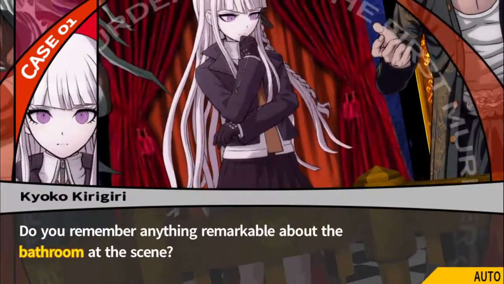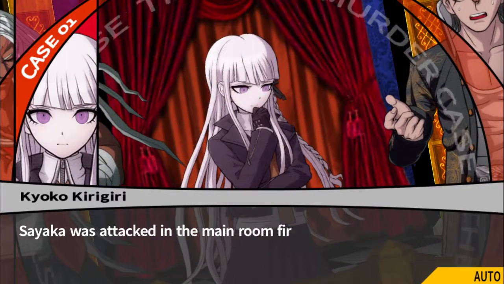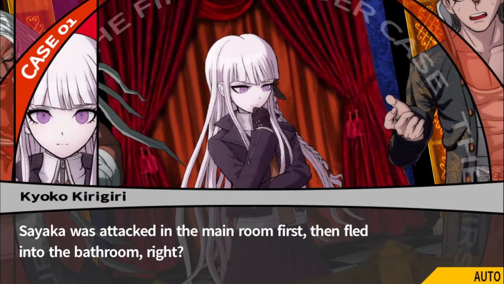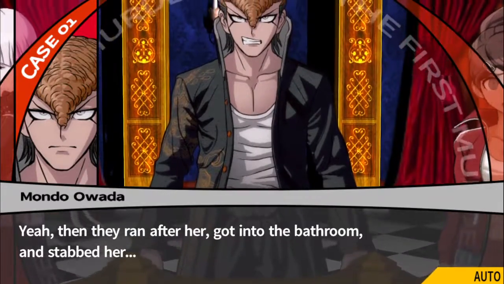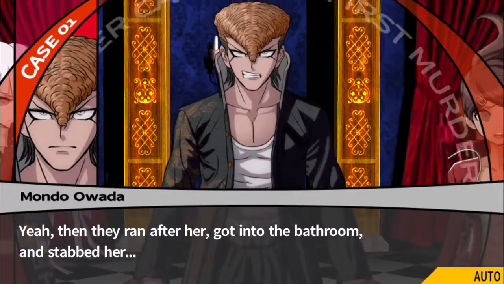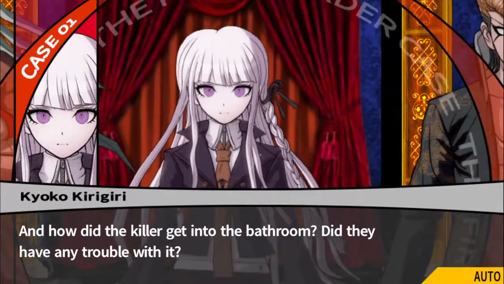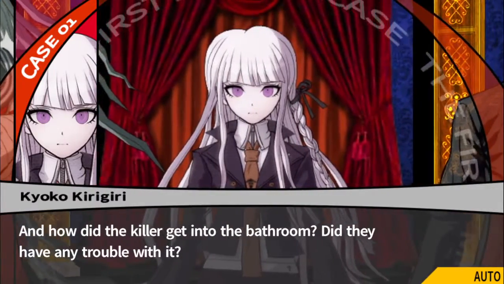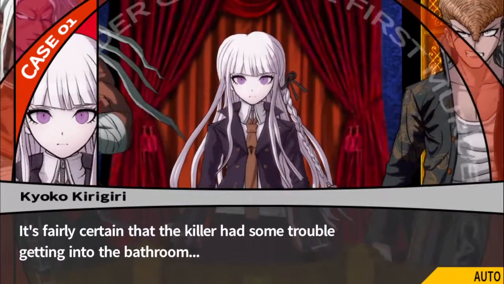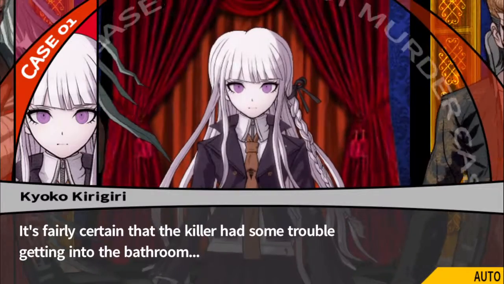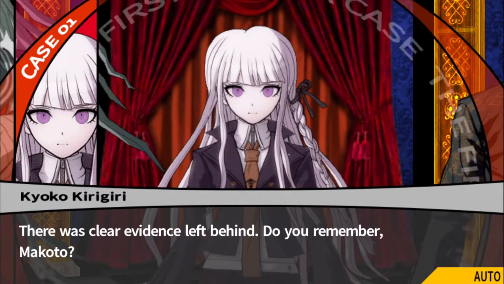Do you remember anything remarkable about the bathroom at the scene? Sayaka was attacked in the main room first, then fled into the bathroom, right? Yeah, then they ran after her, got into the bathroom, and stabbed her. And how did the killer get into the bathroom? Did they have any trouble with it? What do you mean? It's fairly certain that the killer had some trouble getting into the bathroom. There was clear evidence left behind. Do you remember, Makoto?